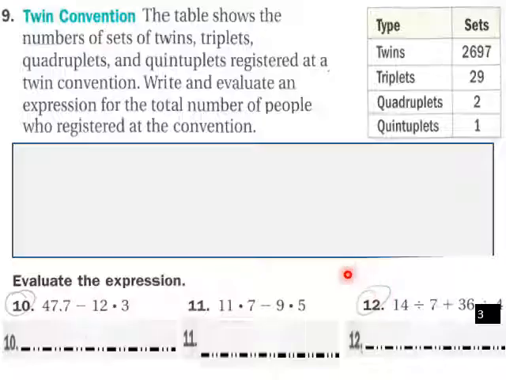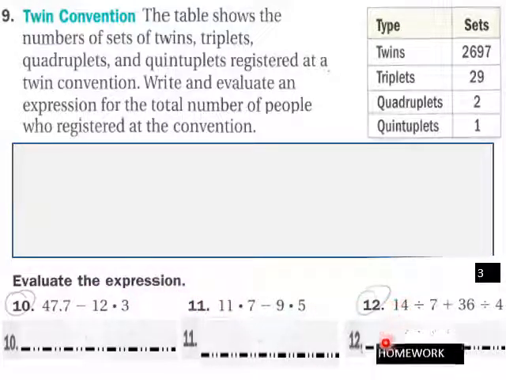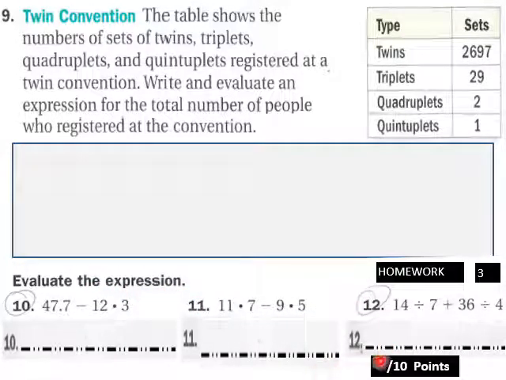And then page 3, we have a word problem here. And we go from this table over here. Write and evaluate an expression for the total number of people who registered at the convention. And then down here we continue with evaluate these expressions here. So you got 10 points here for page 3.